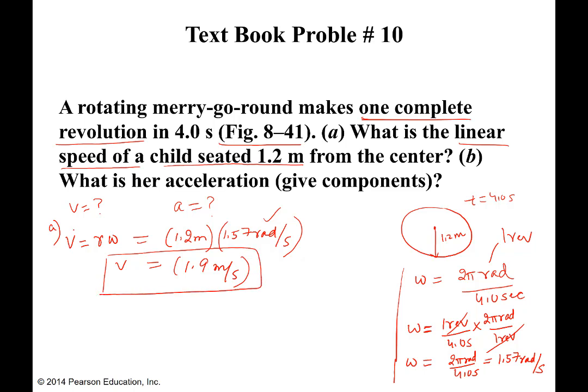So if you are finding V, you can blindly write radians per second if you have converted from revs to radians. So do not worry about the radian part of it. Next, B, you have to find what is her acceleration. So you're basically finding out AR.